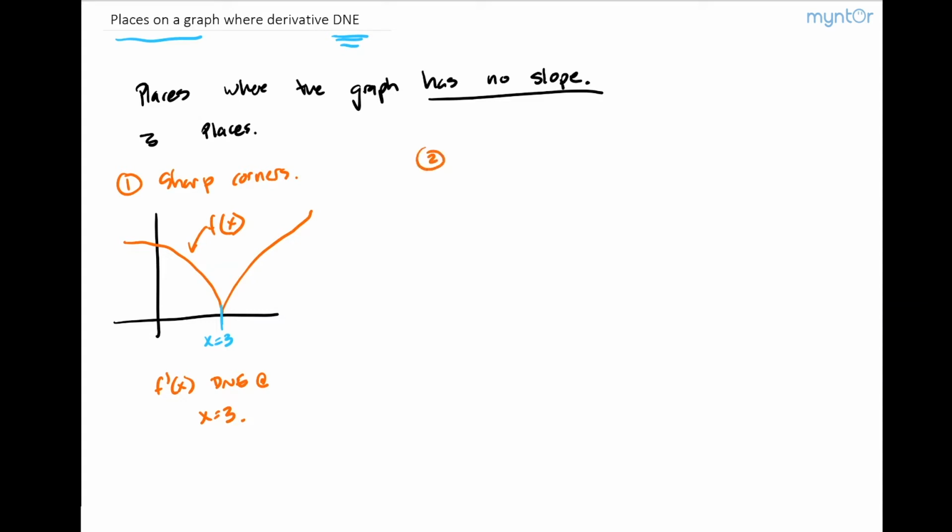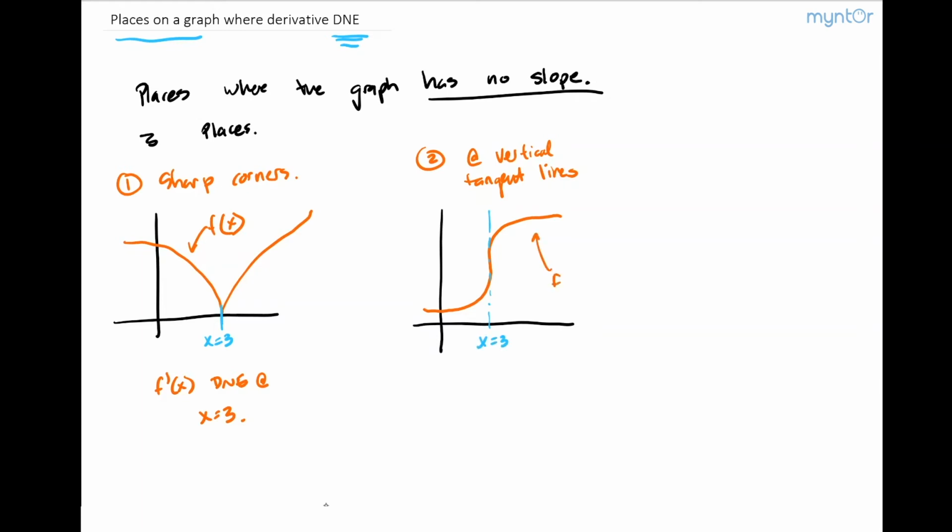The second place that derivatives do not exist is at vertical tangent lines. So for example, if you have a graph that looks like this, and let's say that I have a function that maybe goes like this, where right here, let's say that this happens at x equals 3, and this is f of x, we would say that f prime of x does not exist at x equals 3.